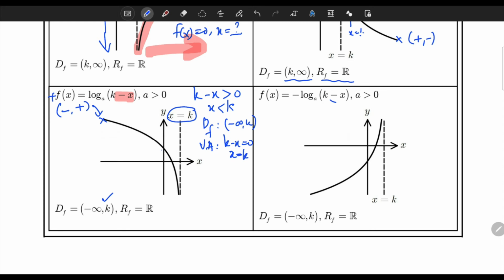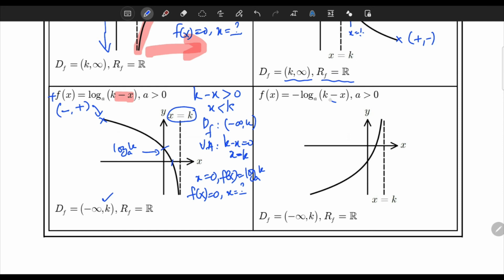So you have the x-intercept and the y-intercept. When x is 0, you will get f(x) to be log k base a. So that is the value for your f(x). Similarly, to get your x-intercept, you set f(x) equal to 0, and then you can get your x.